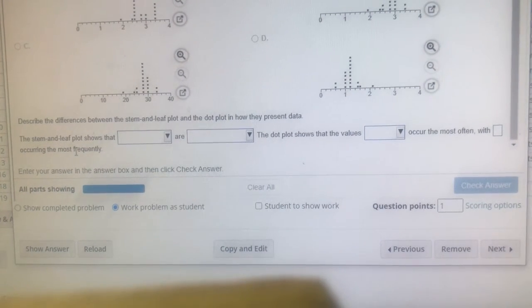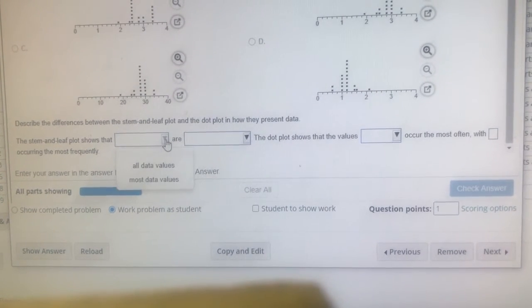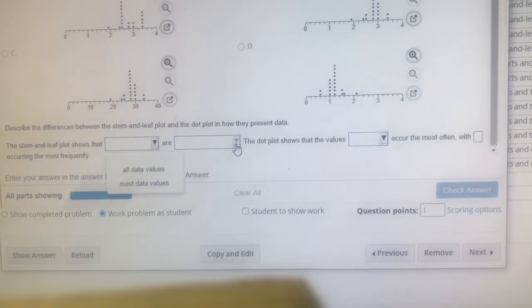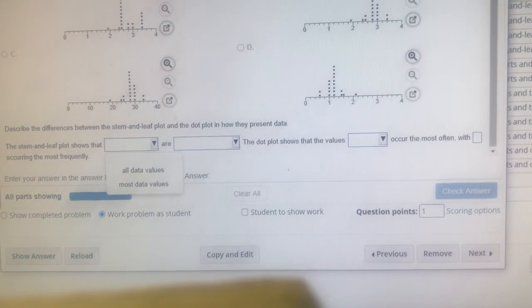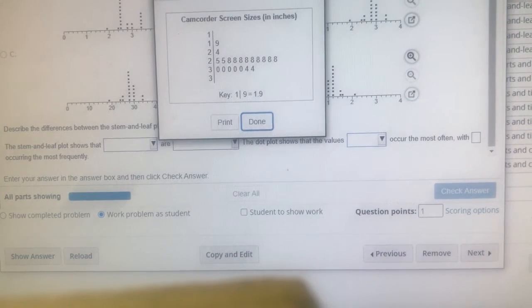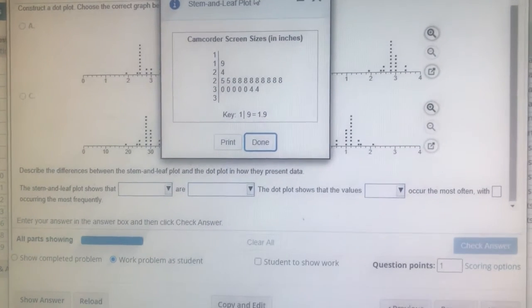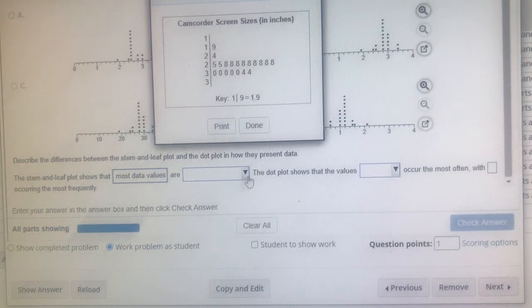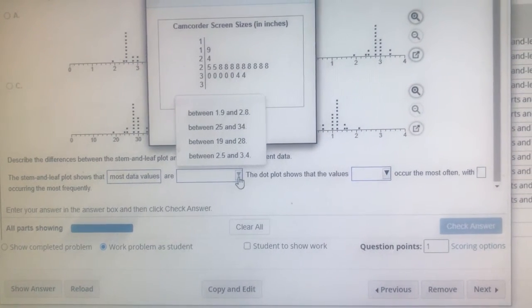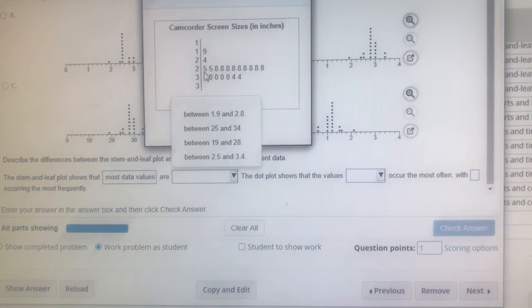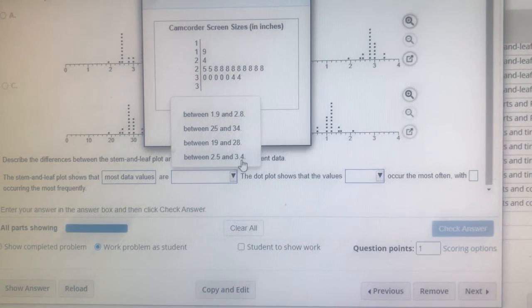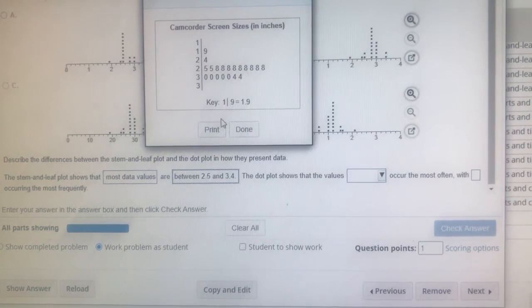All right, now, describe the differences between the stem and leaf plot and the dot plot in how they present data. The stem and leaf plot, let's put it back on here so you can see it, shows that most of the data values are between, looks like 25 and 34. But no, it's 2.5 and 3.4.